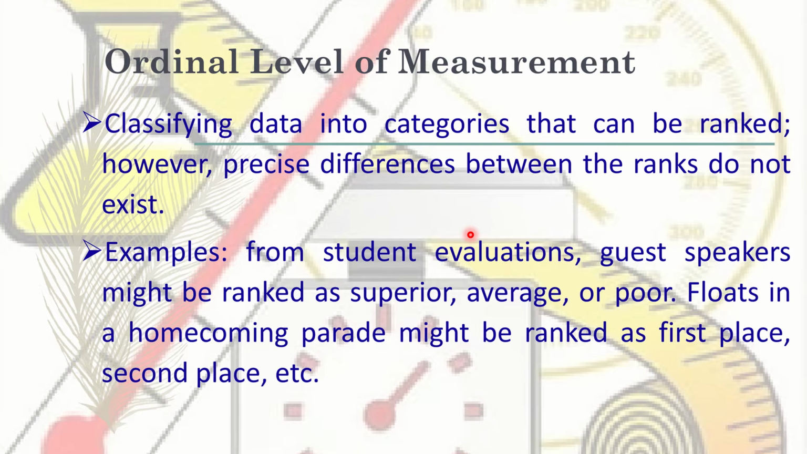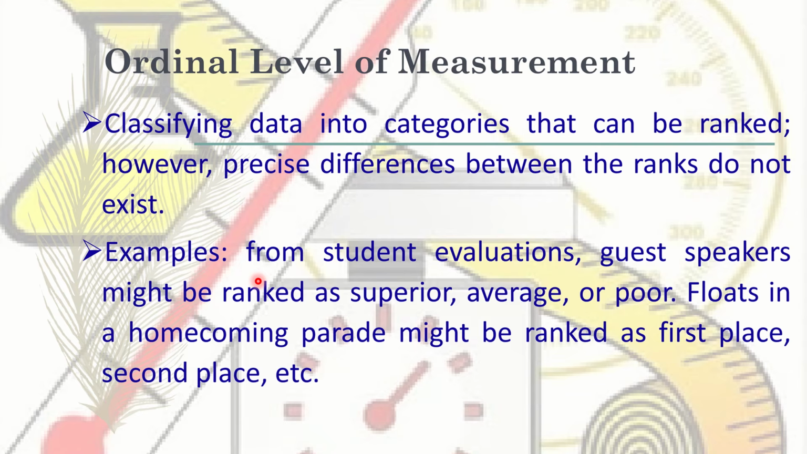For example, if students are doing some evaluation based on agree, strongly agree, disagree, strongly disagree, this is obviously an ordinal level of measurement, because they are in a specific order.